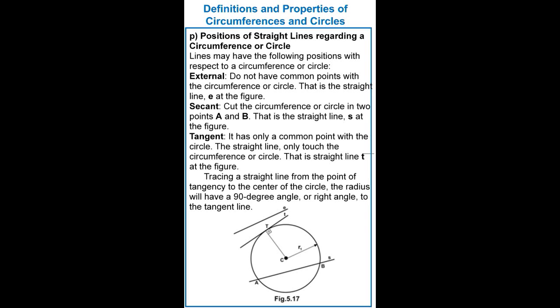This slide shows the position of the lines with respect to a circumference. Figure 5.17 shows three types of lines: secant, tangent, and external. The external line type has no common point with the circumference, the straight line E. The second line cuts the circumference or circle at 2 points, A and B, that is the straight line S in figure 5.17. The tangent line has only 1 point in common with the circumference or circle. The straight line T only touches the circumference at the point T.